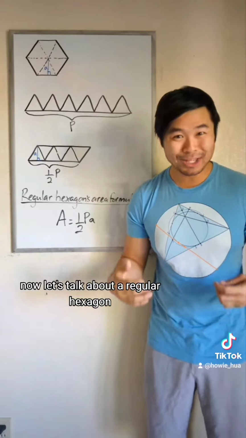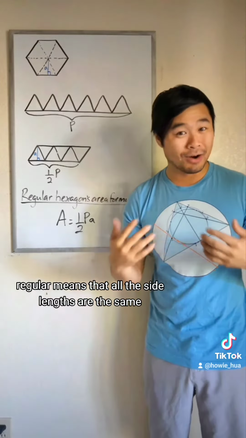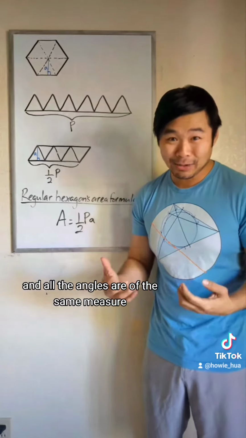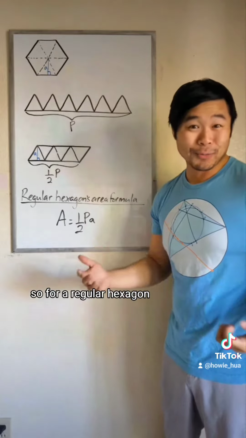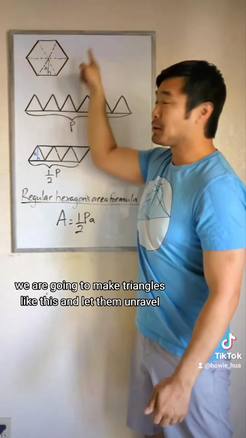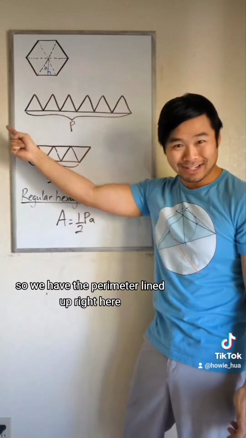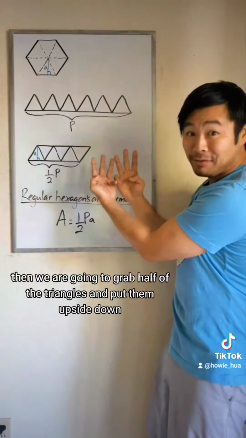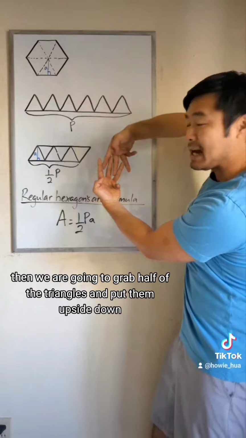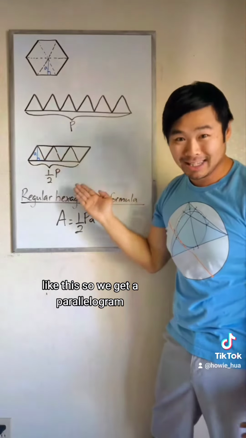Now let's talk about a regular hexagon. Regular means that all the side lengths are the same and all the angles are of the same measure. So for a regular hexagon, we are going to make triangles like this and let them unravel. So we have the perimeter lined up right here. Then we are going to grab half of the triangles and put them upside down like this. So we get a parallelogram.